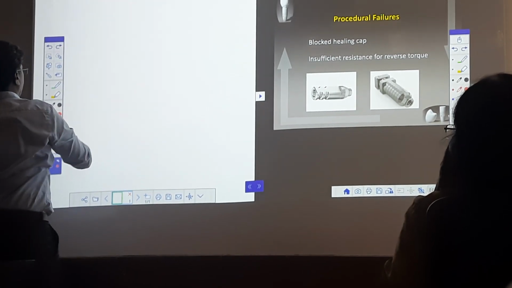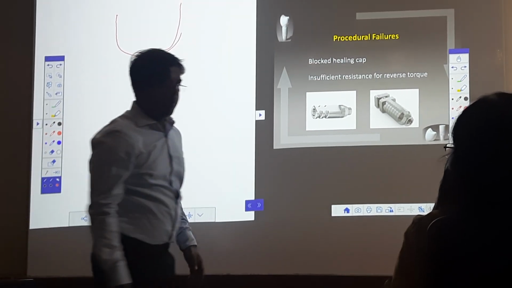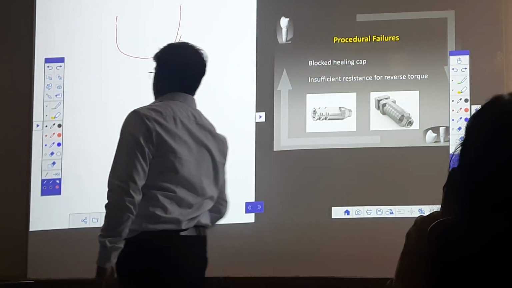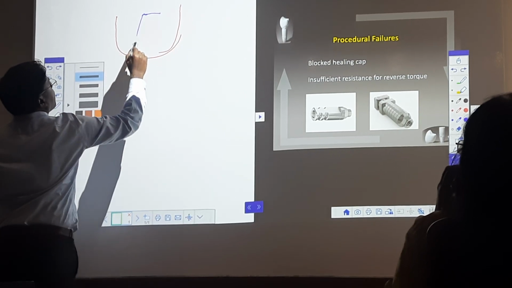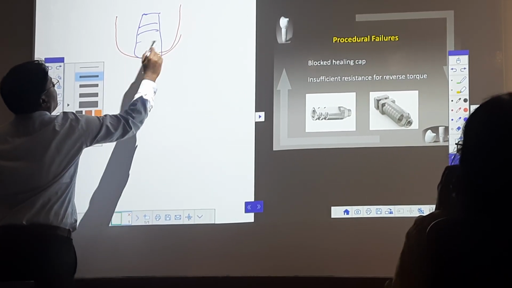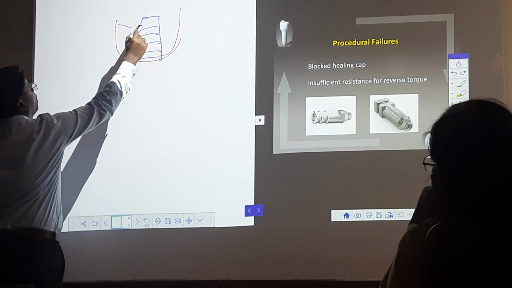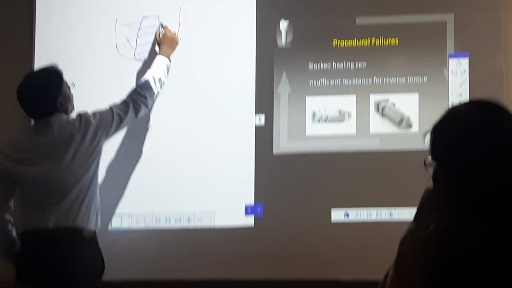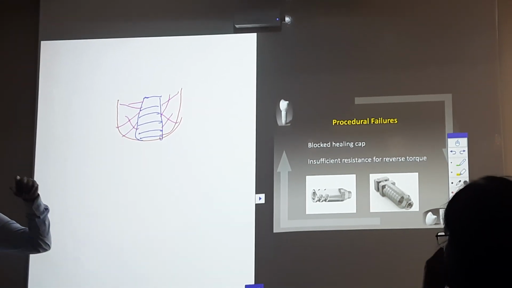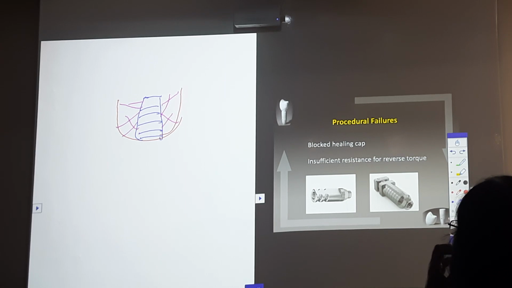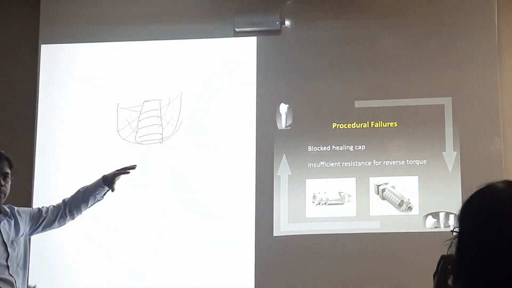Now, this is a maxillary posterior. In the maxillary posterior, we have placed an implant. In the maxillary posterior, there is loose trabecular bone. These are the trabeculae which are attached to the implant. We called the patient after 3 months.